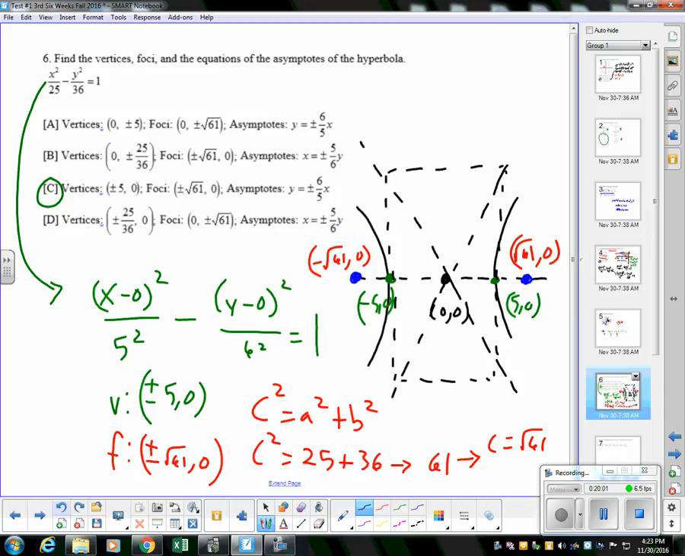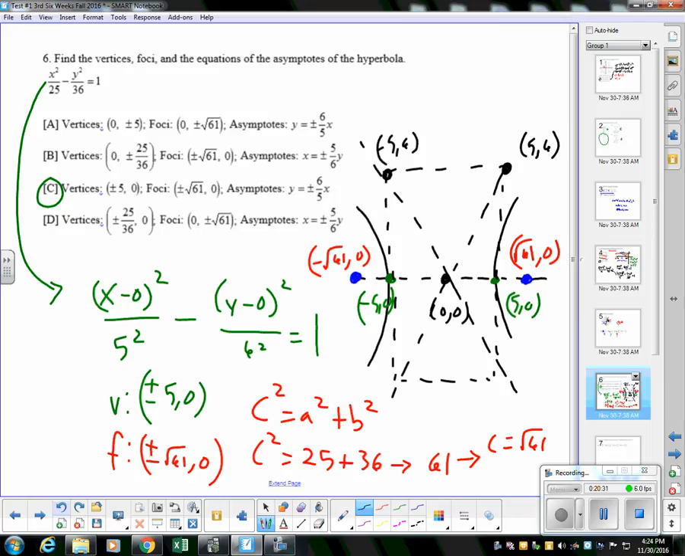And then the asymptotes are the equations of the diagonals. Since the A is located under the X, A is 5 units away horizontally, and the B is located under the Y, so B is 6 units vertically. So here's what we have. We have a point right here. This is the point 5, 6. Moreover, this is the point negative 5, 6.